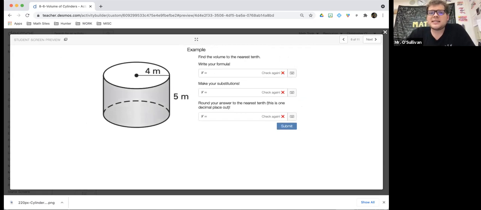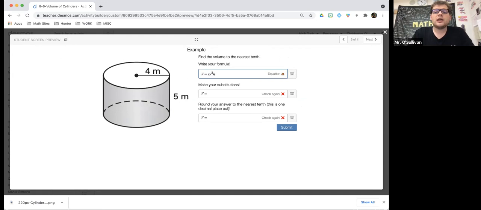Let's go on to a new example. So for this example, we want to find the volume to the nearest tenth yet again. The first thing we're going to do is write down our formula. So volume equals pi r squared h. Perfect. We typed it correctly. Now we're going to make our substitution. So we have to ask ourselves, what's our radius? What's our height? If you look, my radius is 4 and my height is 5. So this is my radius and this is my height.